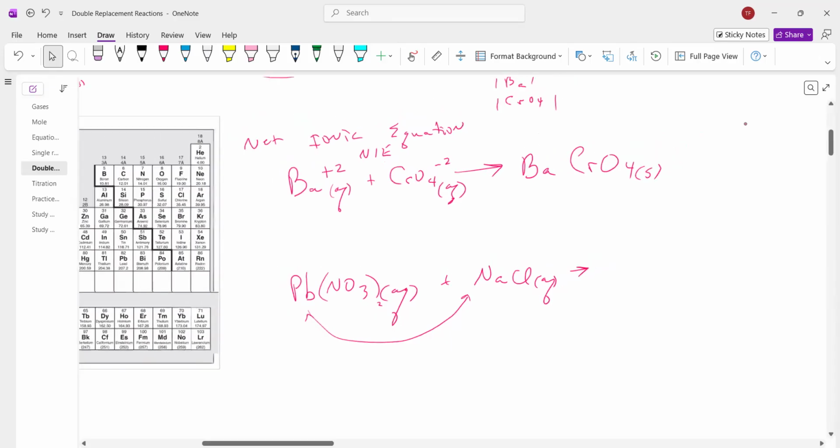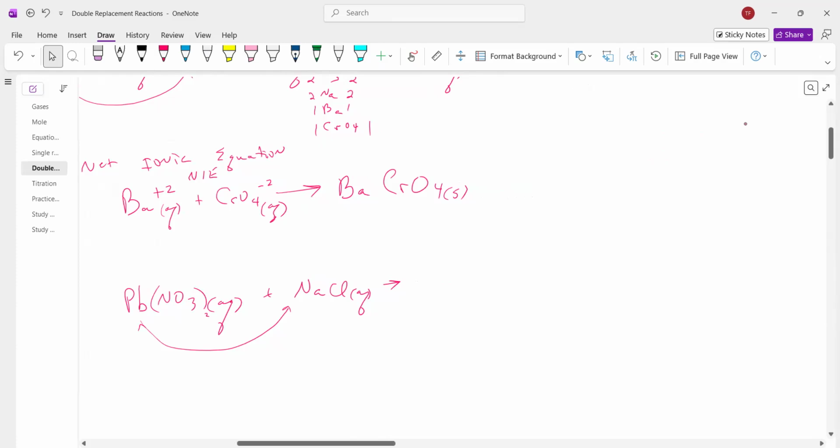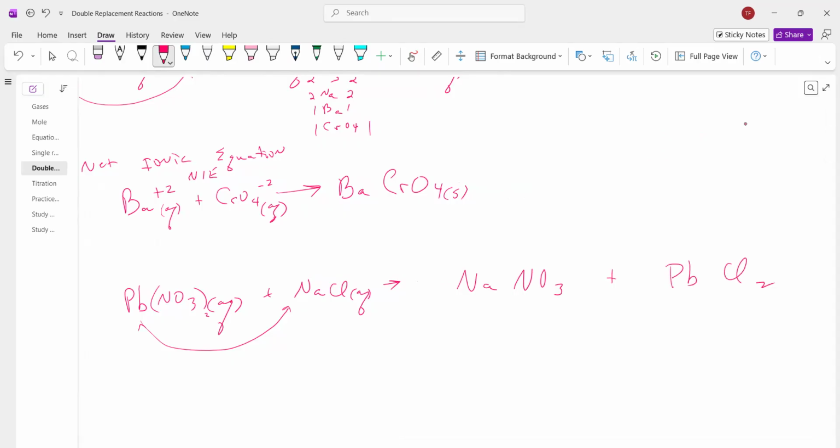All right, so let's put the combination together here. So that means the lead and sodium are gonna swap places, so we're gonna end up with sodium nitrate plus lead chloride. Okay, so let's balance this now.